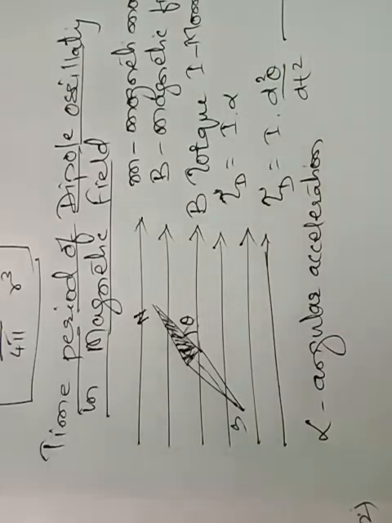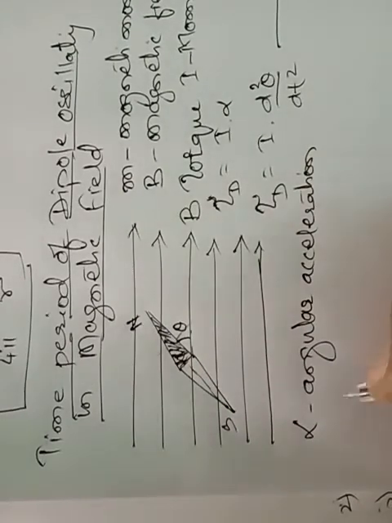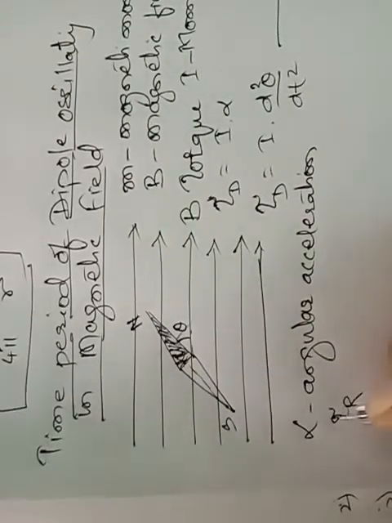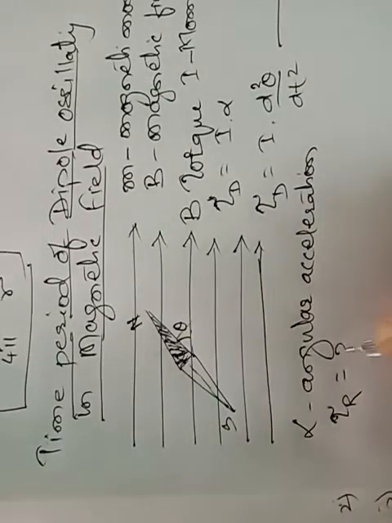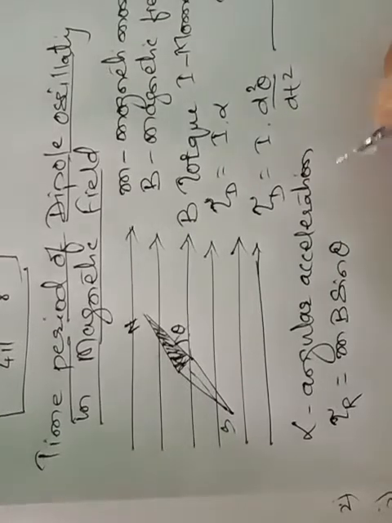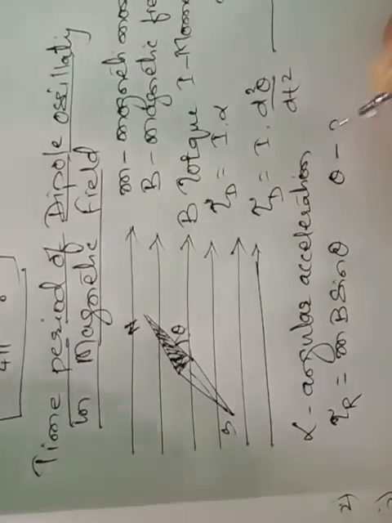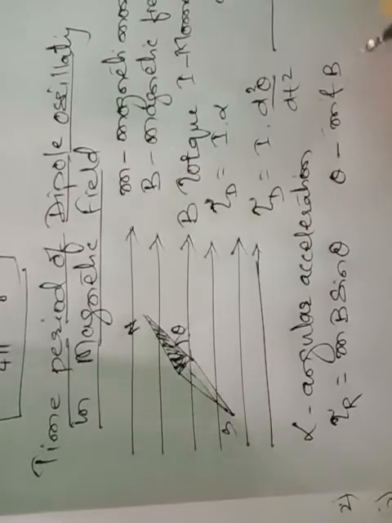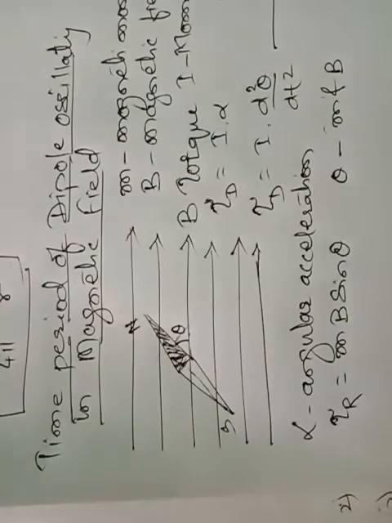It is making an angle theta. When it is making an angle theta, there will be a restoring torque. We know that when there is a deflecting torque, there is always a restoring torque acting. The restoring torque, we have already derived, is given by mB sin theta. What is this theta? Theta is the angle between small m and B. Small m is the magnetic moment, and B is the magnetic field.